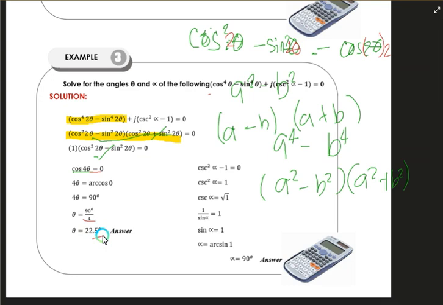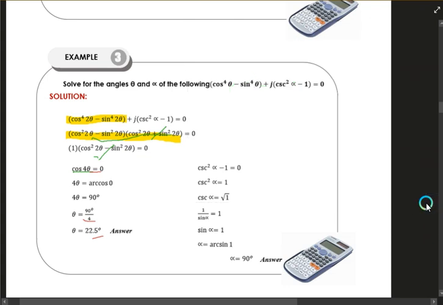So we have obtained the value of theta. What we need to find now is the value of our other angle, alpha. We have cosecant squared alpha minus 1 is equal to 0. We transpose the value 1 to the other side, so cosecant squared alpha is equal to 1, and then cosecant alpha is equal to the square root of 1. We know that by trigonometric identities, cosecant is the reciprocal identity of sine. So cosecant alpha is equal to 1 over sine alpha, which is equal to 1. Then we can convert this to sine alpha is equal to 1. With mathematical manipulation, alpha is equal to 90 degrees.